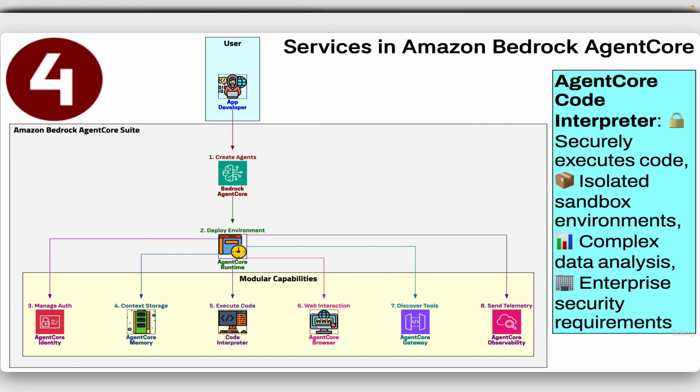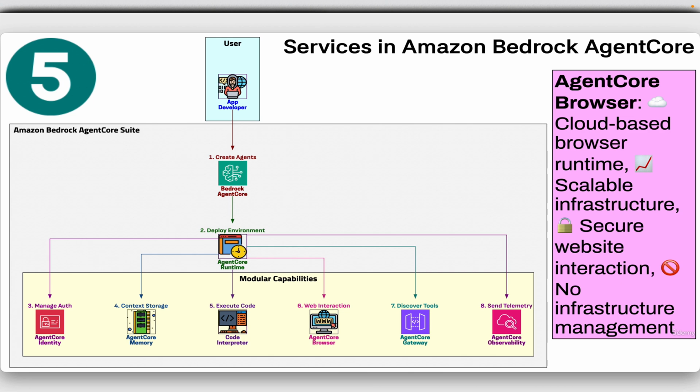The fourth service is AgentCore Code Interpreter, which enables agents to securely execute code within isolated sandbox environments, supporting complex data analysis and enterprise security requirements. The fifth service is AgentCore Browser, and it offers a scalable, cloud-based browser runtime that allows agents to interact securely with websites without requiring infrastructure management.